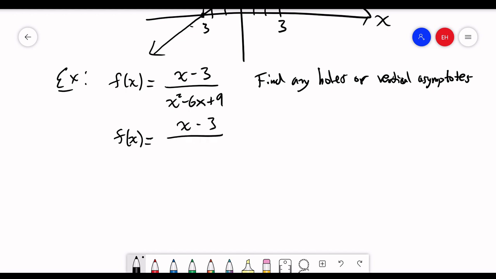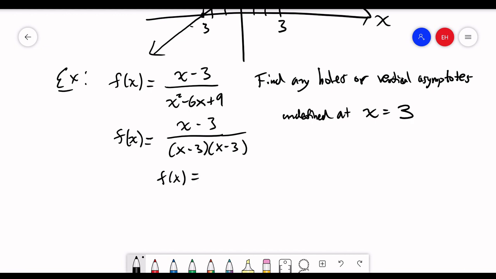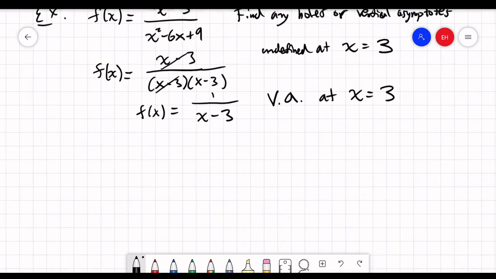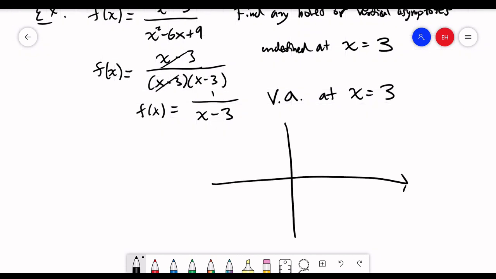So what we're going to do is take the bottom denominator, factor it, and find the zeros. Well, it factors into x minus 3 times x minus 3, so we have a 0 at x equal to 3. And 3 is a 0 on the bottom, and it's a 0 on the top. So we might say, oh, wait, that's going to be a hole, right? Well, no, because when you cancel out those factors, you're left with 1 over x minus 3, and 3, when you plug it into this, is still 0 on the bottom, and 1 divided by 0 is undefined.